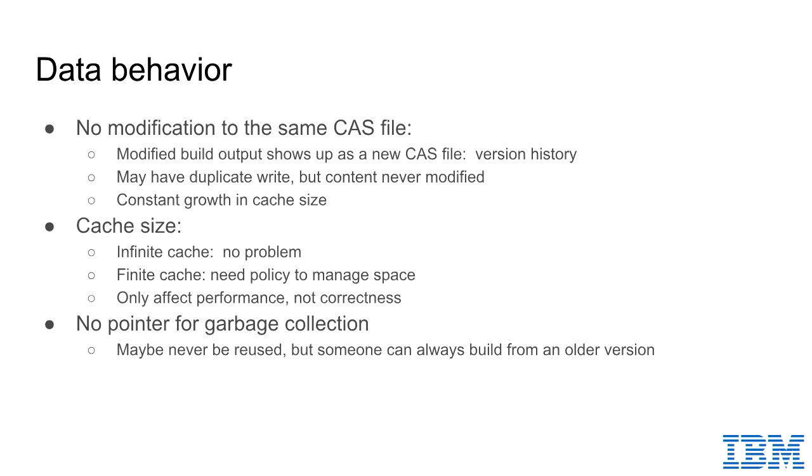If the cache is infinite, then you just keep filling up the cache. But of course, we don't have an infinite cache. We have a finite cache, so we have to have some kind of policy to manage the space. But the good thing is that whatever you decide to do, it only affects the performance. It doesn't affect the correctness of your build. One thing we want to point out is that the Bazel side mentioned garbage collection, but at least in our opinion, it's not quite garbage collection.